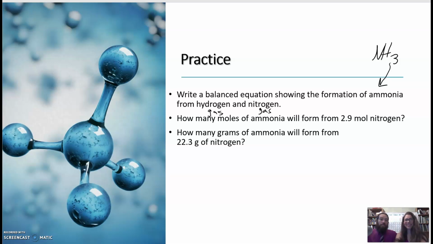So the first question is you're just on the island with the 2.9 moles of nitrogen, and you're just going to use the balanced equation to get moles of ammonia. But the second one's a little more tricky. You're starting with grams, so that'll be grams to moles, and then the mole-mole relationship, and then moles to grams. So these are tricky at first. They're challenging, but you'll get them. A little practice will go a long way. We'll use this over and over again. So you need to master this technique.